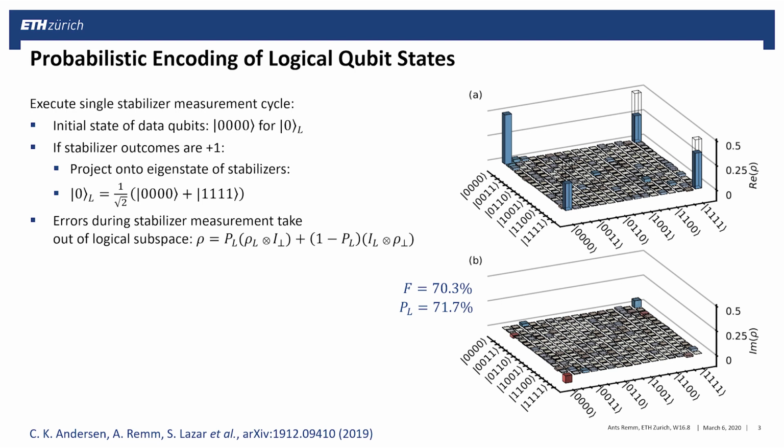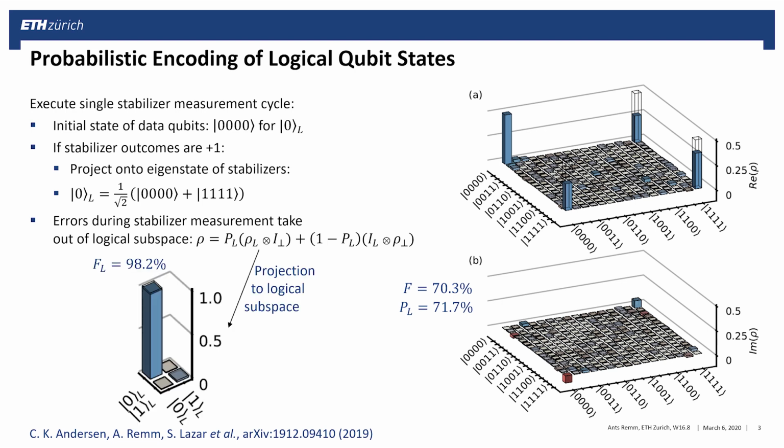We can divide our 4-qubit state into two parts. There is the part where the 4 qubits are within the logical subspace, denoted rho L, and then there is the part where an error has occurred and the qubits are not in the logical subspace. We are within the logical subspace with probability of about 72%. By projecting the 4-qubit density matrix to the logical subspace, we recover the following density matrix for the logical qubit. It has fidelity of about 98% to the target zero state.